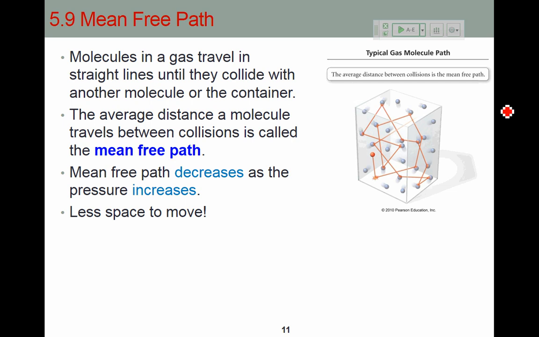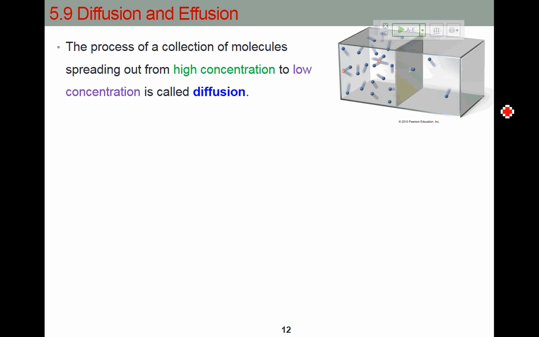So as our pressure increases, our mean free path is going to decrease, because that means there's a higher probability that our gas molecule is going to hit something before it goes off of its straight path. And that makes sense, because the whole reason we have a higher pressure is because our gas is hitting either the side of the container or other gas molecules more. So if we have a lower volume, so we have a higher pressure, or if we have more gas molecules, we'll have less space to move and our mean free path will decrease.